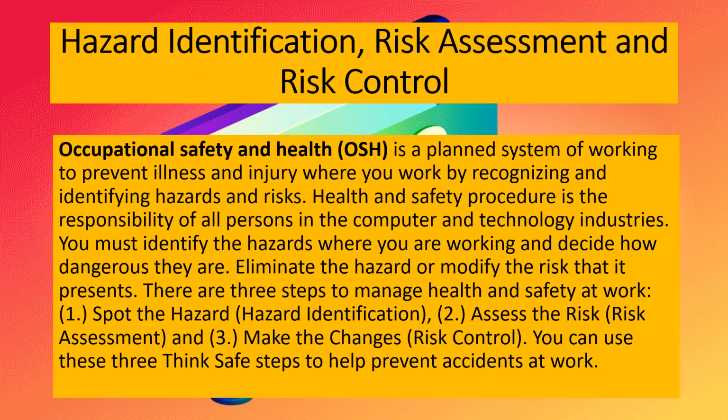Occupational Safety and Health, or OSH, is a planned system of working to prevent illness and injury where you work by recognizing and identifying hazards and risks. Health and safety procedure is the responsibility of all persons in the computer and technology industries. You must identify the hazards where you are working and decide how dangerous they are. Eliminate the hazard or modify the risks that it presents.